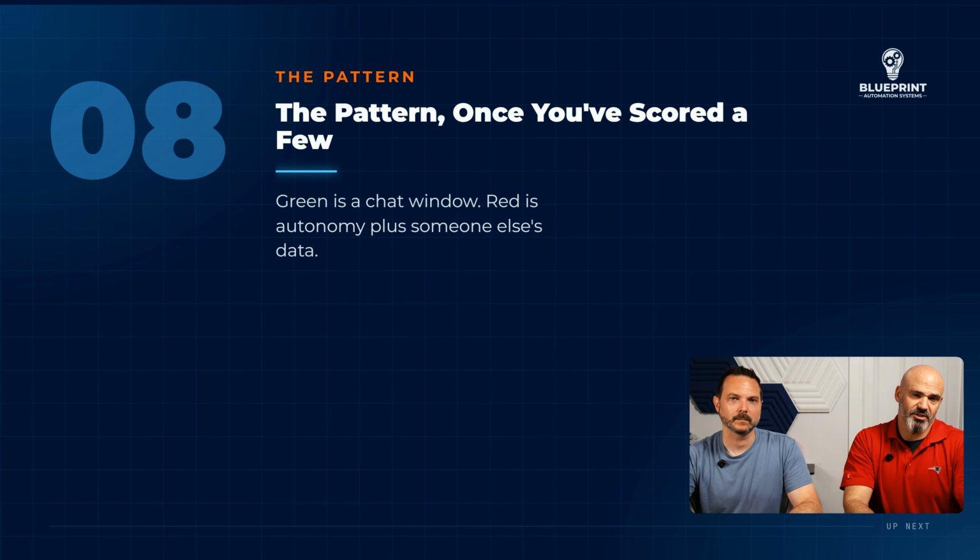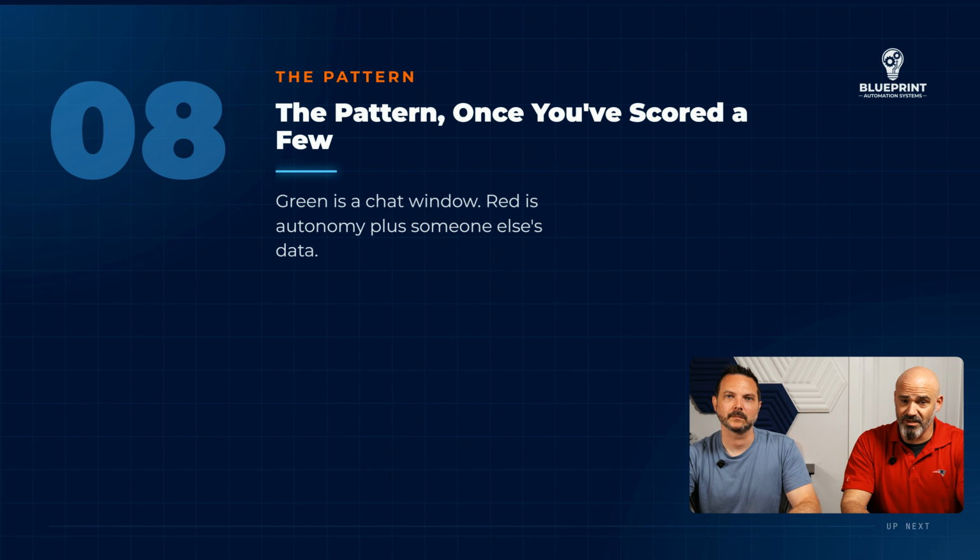But either way, look at the distance between those 2 scenarios, right? We're talking about a 10 and a 7 for the same underlying technology. It's just the use case is a little bit different. One of them needs a plan in place and the other one probably needs a lawyer to dig you out of trouble. All right, so once you've scored a few, let's talk about the patterns that emerge.